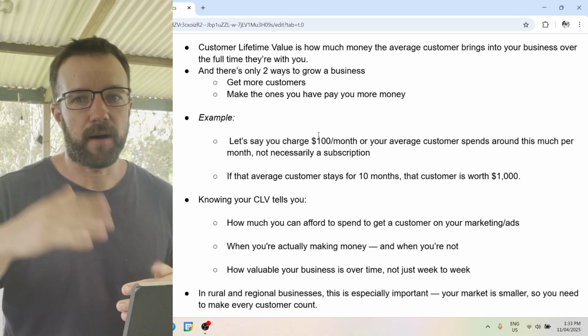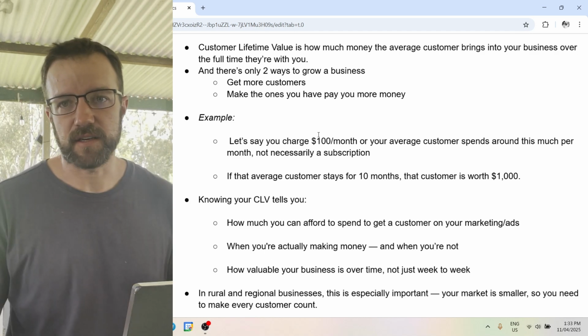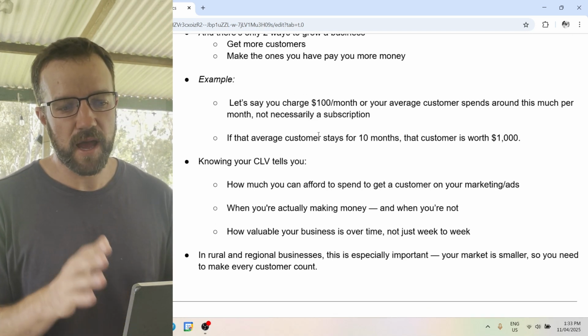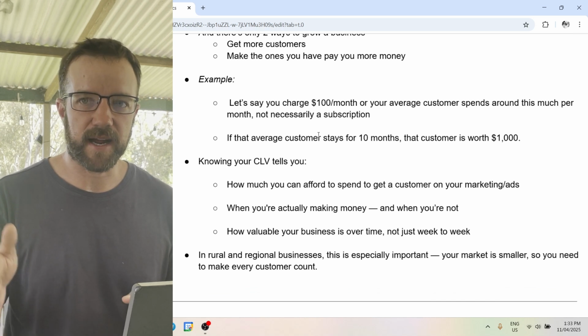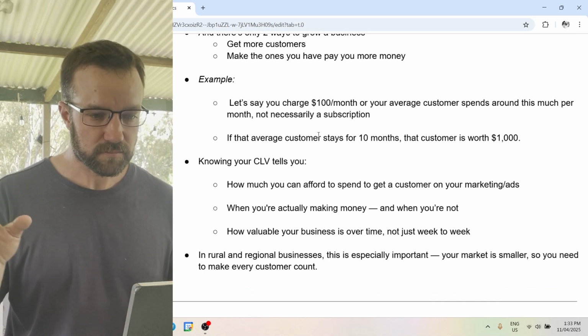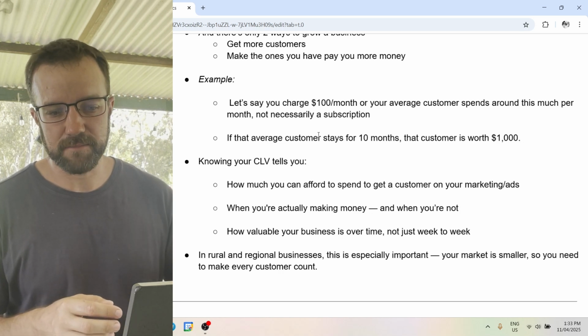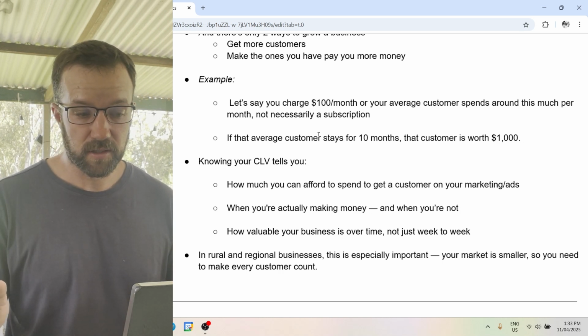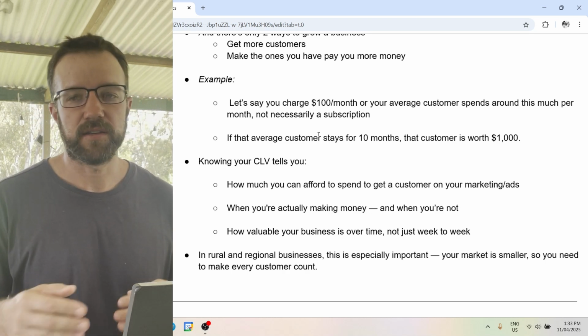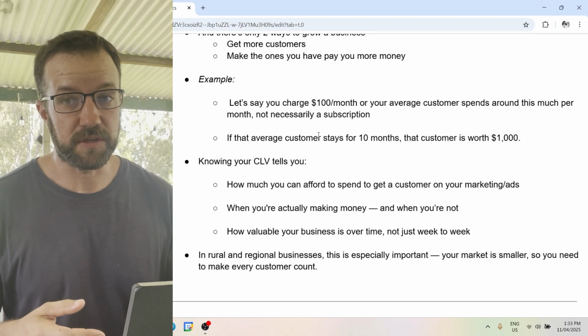Obviously, this number can go up and down depending on how long they stick around compared to how much money they spend. So knowing your CLV tells you how much you can afford to spend to get a customer, whether that be on your marketing or your ads. It's actually when you're making money and when you're not, and how valuable your business is over time, not just week to week. So it's a massive metric and you should be tracking it.